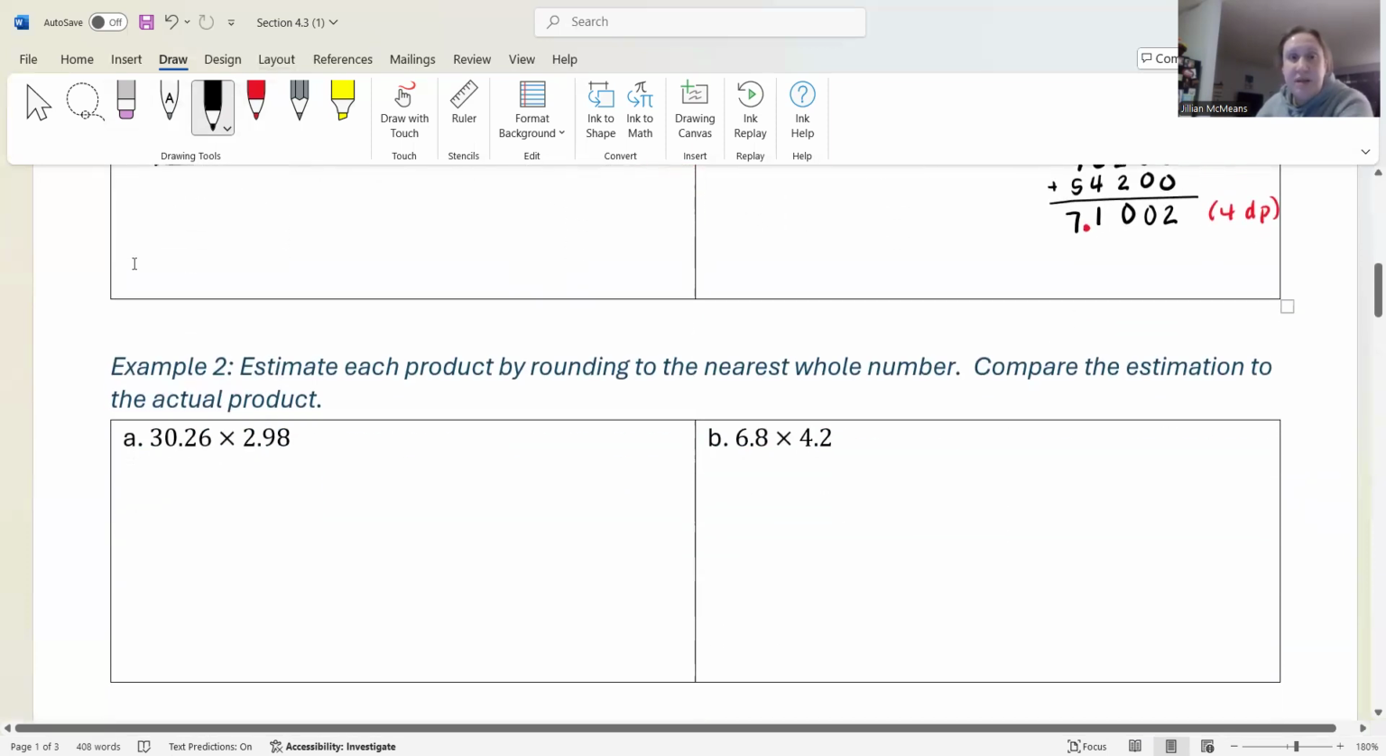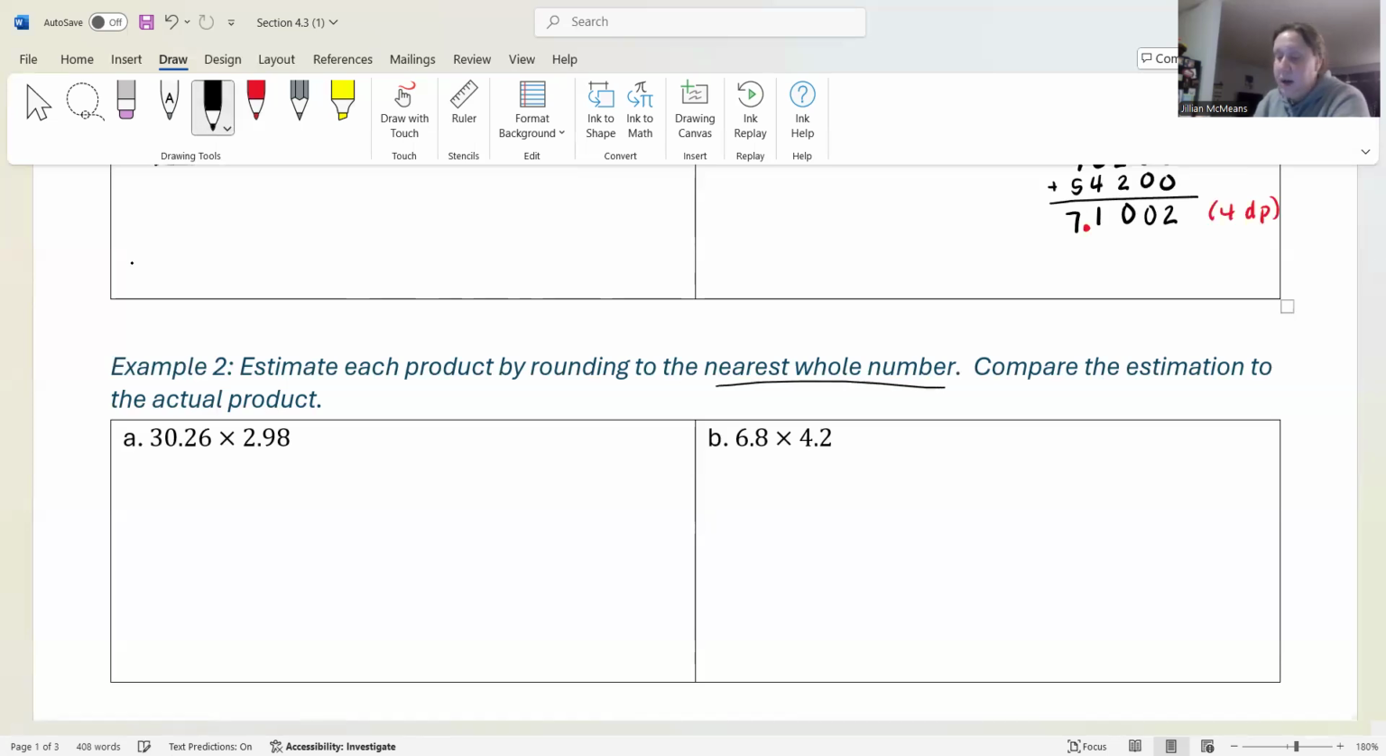So example 2 says estimate each product by rounding to the nearest whole number. Okay, and then we're going to compare the estimation with the actual product. So we're basically going to see if we have an overestimate or an underestimate. This is like what we did with the addition and subtraction worksheet. It's kind of like three problems in one. Okay, so let's get to it.